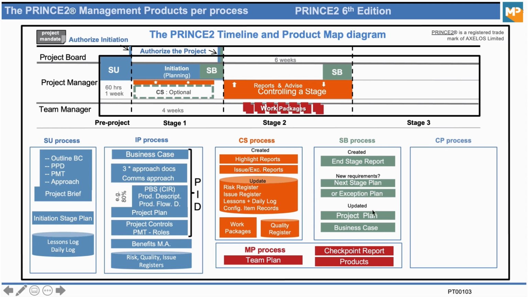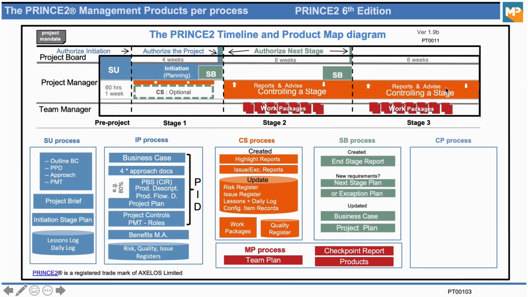Then the project manager will give the end stage report, the next stage plan, and these two documents to the project board, and they can make another decision. And if they agree, they will allow the stage to continue, or they allow the project to continue to the next stage. Okay, so let's see what happens here. Then this is our third stage, but it's our second stage. We are delivering products, and the same thing will happen again.